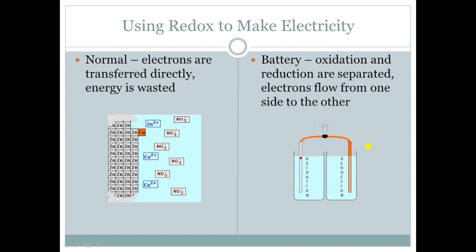So now what we've seen in the past is we just put a piece of metal in a different solution, and your electrons get transferred directly, and there's nothing we can really do with that energy. It just gets wasted because it's all happening in one place. In a battery, what we do is we separate our oxidation and reduction reactions, and we force those electrons to flow between the two. And that flow of electrons can give us a voltage, which gives us our battery.